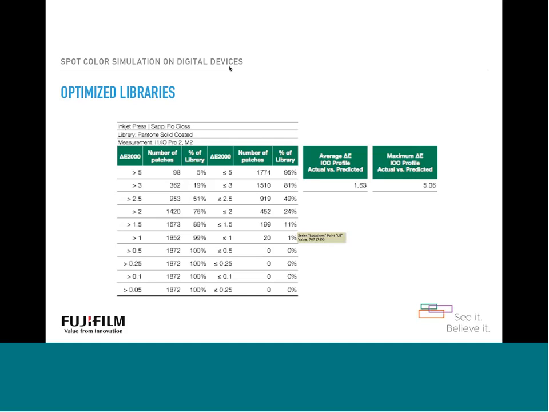So the average predicted values and the max values are also different than what we actually get. You can see on the right-hand side, the average of predicted versus actual is over a delta E of 1.5. The maximum between actual versus predicted is about 5. That's pretty much what we see with the best CMM or color management modules and using a well-crafted profile.